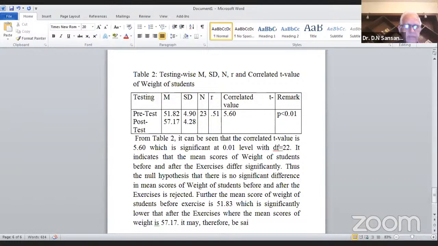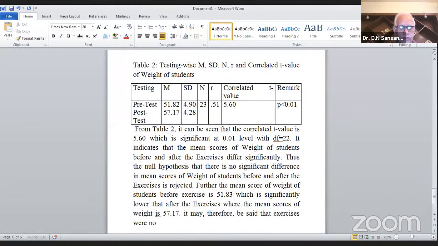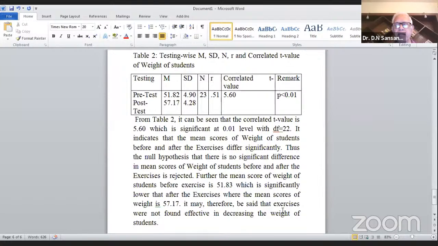be said that exercise were not found effective in decreasing the weight of students. So this becomes from here to here. If you take, then this will become your what is known as the finding.